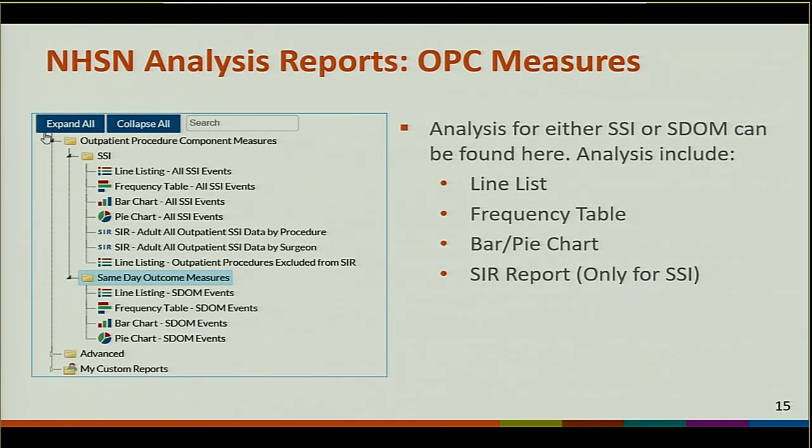This screenshot here on the left is an example of the options you're going to see in the outpatient procedure component. We're going to see both measures for SSI and same-day outcome measures. Under each of these folders, we're going to find different analysis options that include line lists, frequency tables, bar and pie charts, and the SIR report for SSI events.